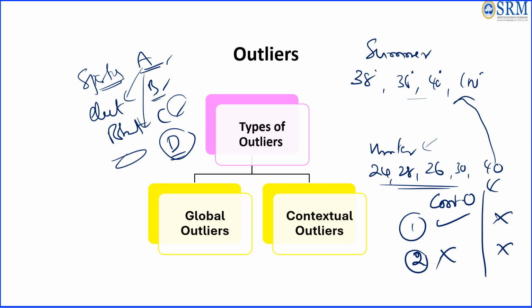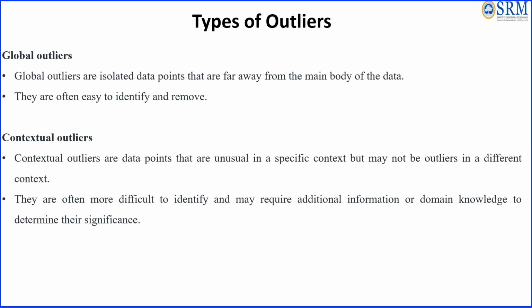So this is the difference between global and contextual. Global means it is an outlier forever, whereas contextual means for one range, for one category it is an outlier, while for another category it is to be considered. So global outliers are isolated data points that are far away from the main body of the data. They are often easy to identify and remove. Whereas contextual outliers are data points that are unusual in a specific context, not in all contexts, but may not be outliers in a different context.